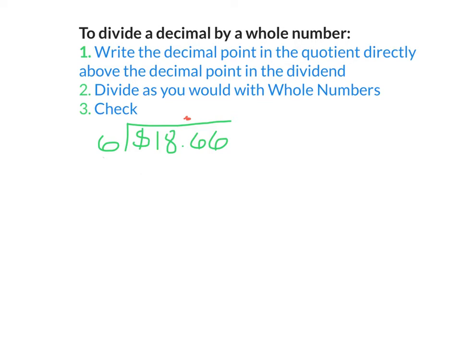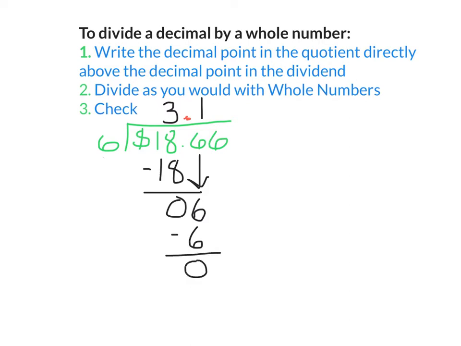So we have 6 goes into 18 3 times. 3 times 6 is 18. Subtract. Bring this 6 straight down because remember, you just ignore the decimal point from here on out. 6 goes into 6 one time. 1 times 6 is 6. Subtract. Bring down. 6 goes into 6 one time. That's 6, and I have 0. So we have, you bring your dollar sign up, $3.11. Our estimate was $3, so our actual answer of $3.11 is very close to that.